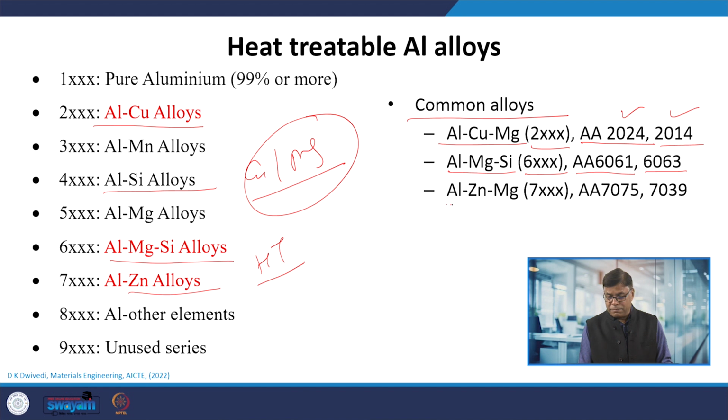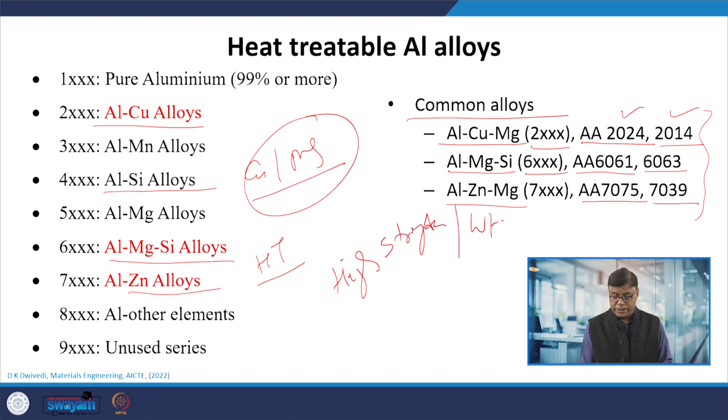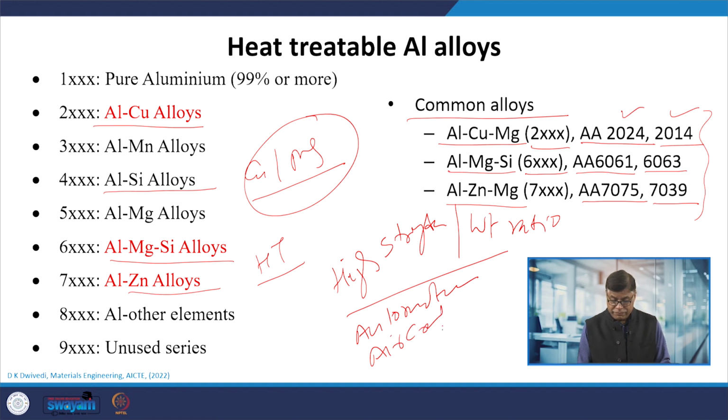Similarly, in aluminum, zinc, magnesium aluminum alloys, it is the 7000 series, and we have the two most common, like 7075 and 7039. These are the other two common aluminum alloys of the aluminum, zinc, magnesium series. Most of these heat treatable aluminum alloys offer the advantage of a high strength to weight ratio. So, because of this feature, these are extensively used in automotive and in fabricating or manufacturing aircraft components, where light weighting is important.